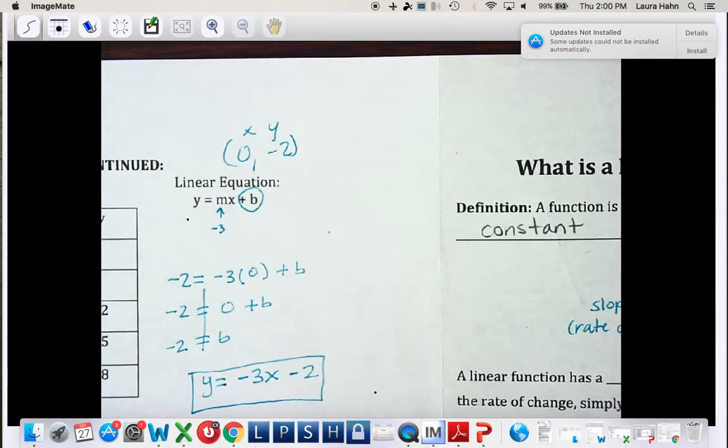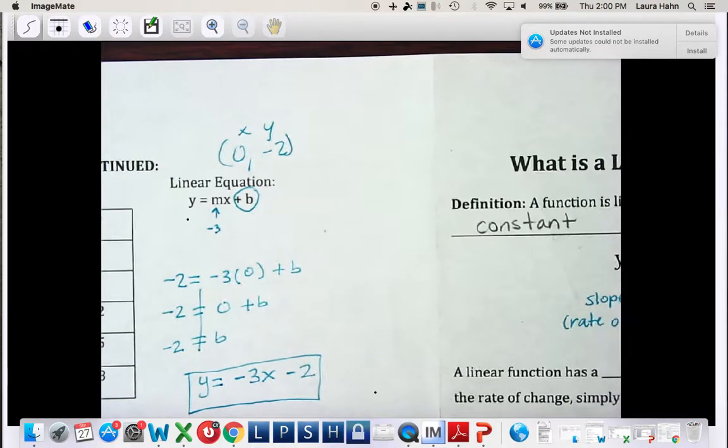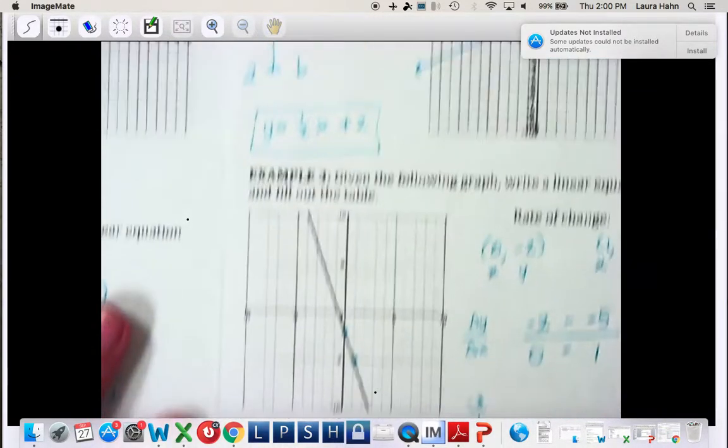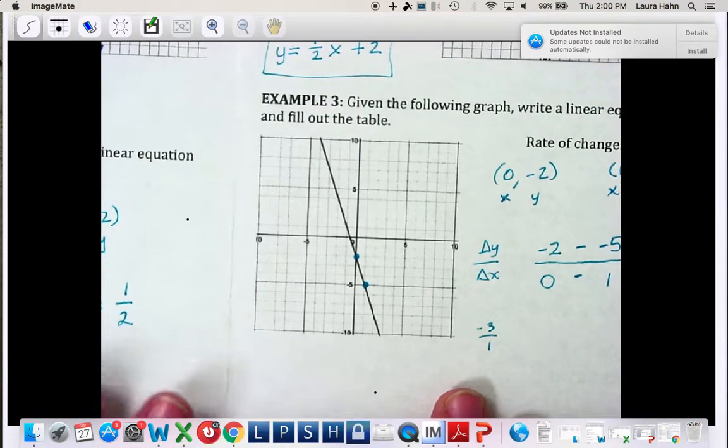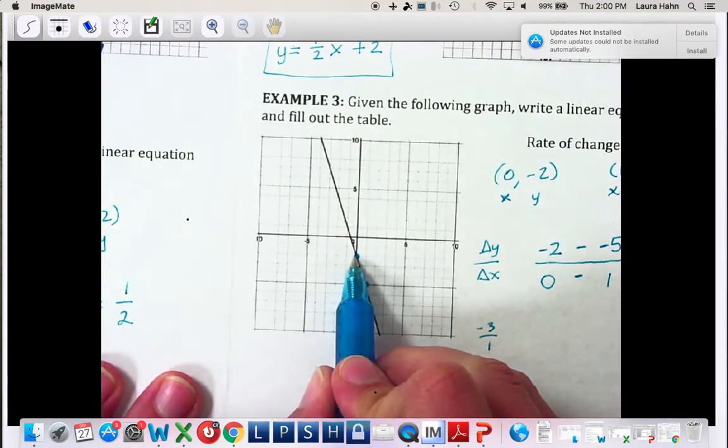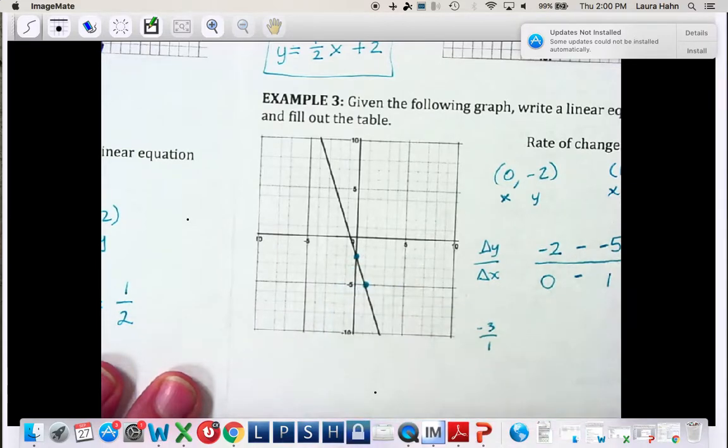All right, so that was the hard way, right? You had to take a point, plug in for the y, m, and the x. Or you could have just looked at the graph, right, from the very beginning. Y-intercept is where it crosses the y-axis. Well, here's the y-axis. This is where it crosses. It's down 1, 2.